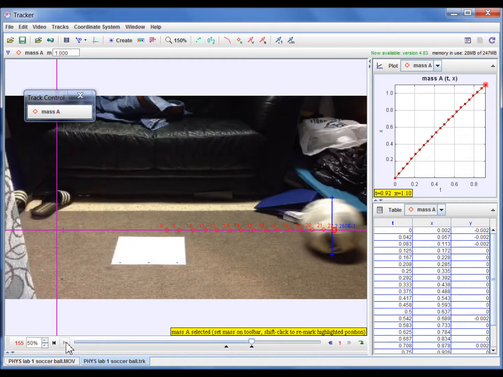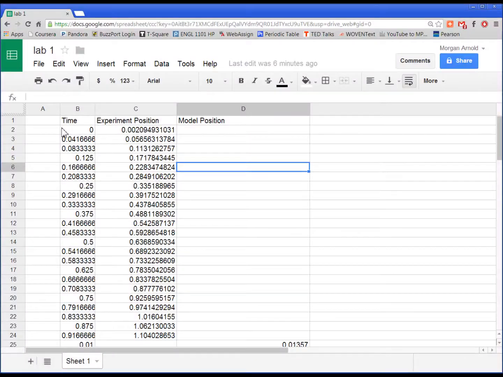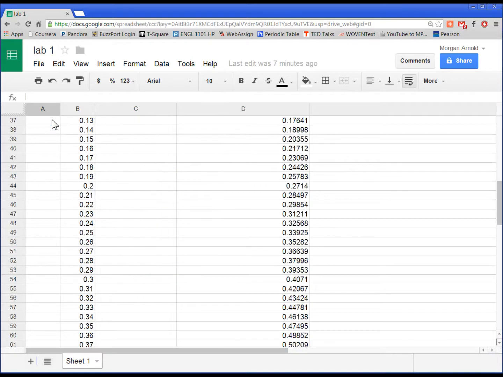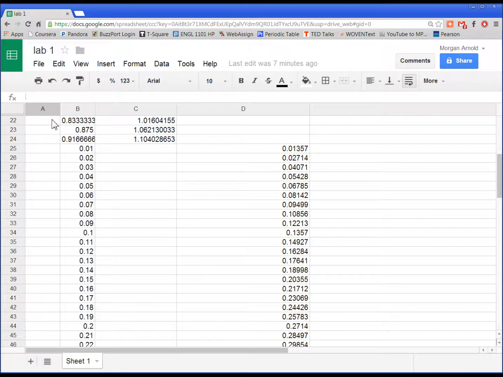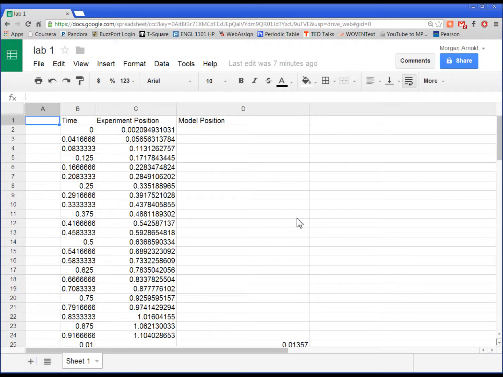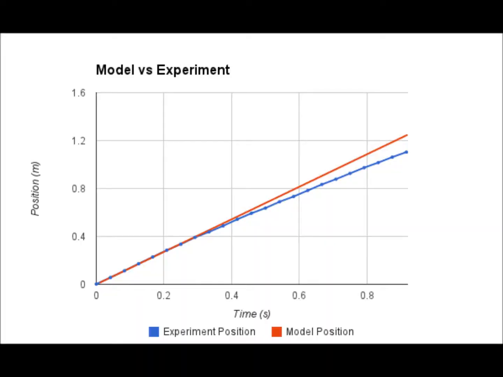This result implies that there must be some outside force or forces in the opposite direction of the motion acting on the soccer ball. I placed all of the data obtained from this lab into a Google spreadsheet. With this information, I was able to plot a computer model results versus the experimental results graph. In the graph, the blue line represents the experimental data, while the orange line represents the model's.